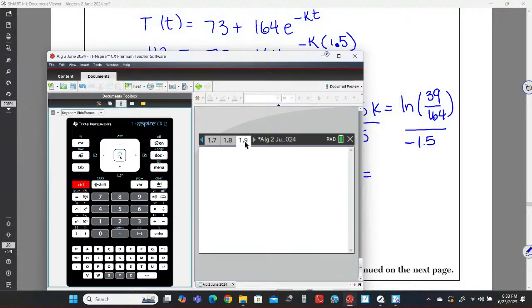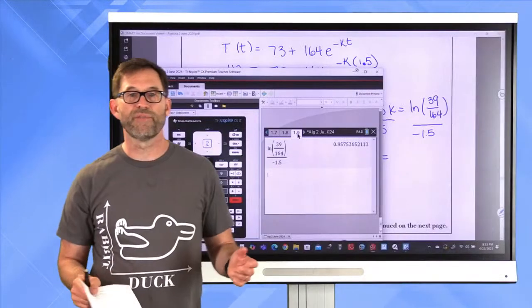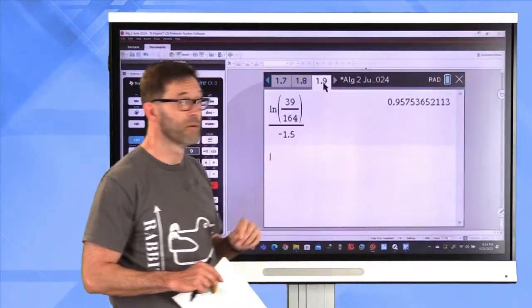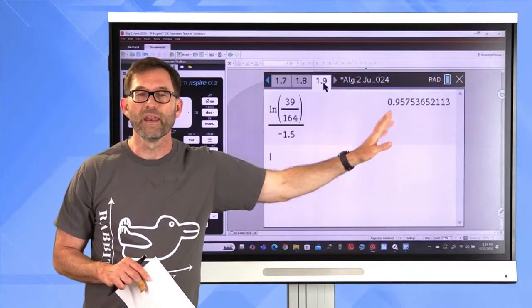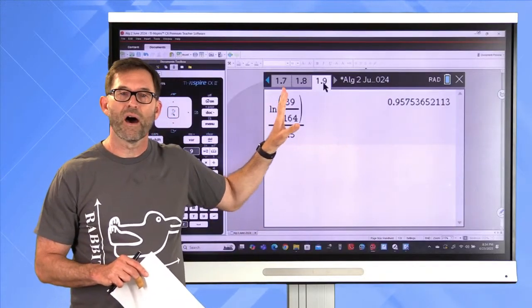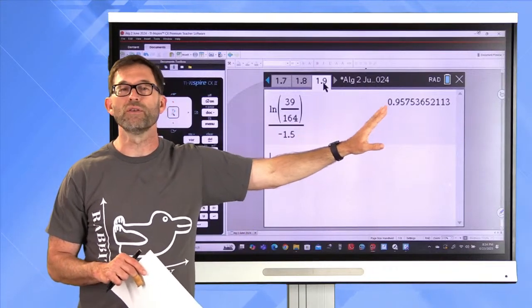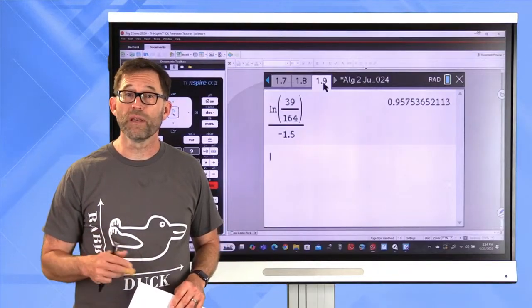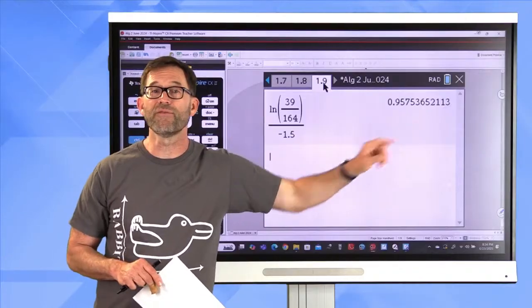So I'm going to have the natural logarithm of 39 divided by 164, and then all of that divided by negative 1.5. And k is going to be 0.9575, etc. You just make it a little bit bigger so that you can see all of that. And again, the beautiful thing about not evaluating any of this until the end is we don't introduce any rounding errors. Now remember, they said they wanted it to the nearest thousandth, so we have 3 decimal places, and that's going to be 0.958.